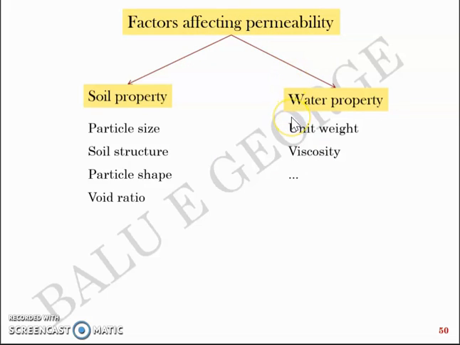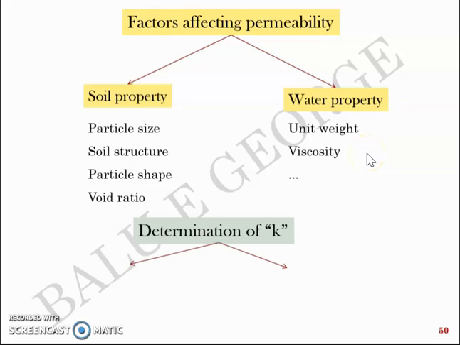Now, how to arrive at the K, or coefficient of permeability? K was defined in the previous equation. K is the one that connects velocity and hydraulic gradient. So K, the coefficient of permeability, can be obtained from field as well as in laboratory tests.